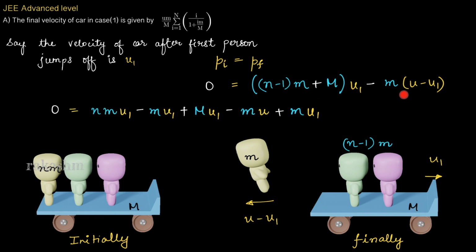Now expanding this equation, we get this. Simplifying this, we get u1 equals m u divided by (capital M plus n times m). Which means after the first person has jumped off, this is the velocity of the cart.